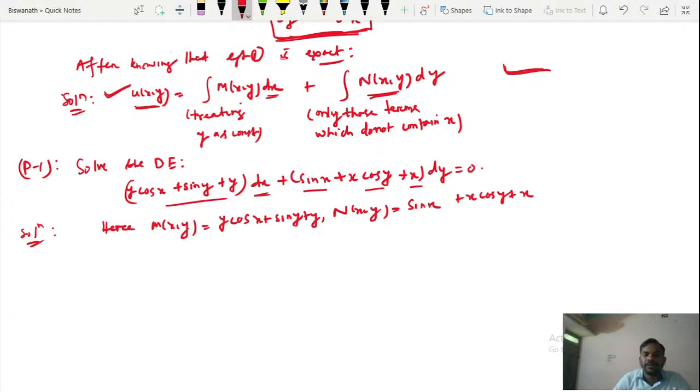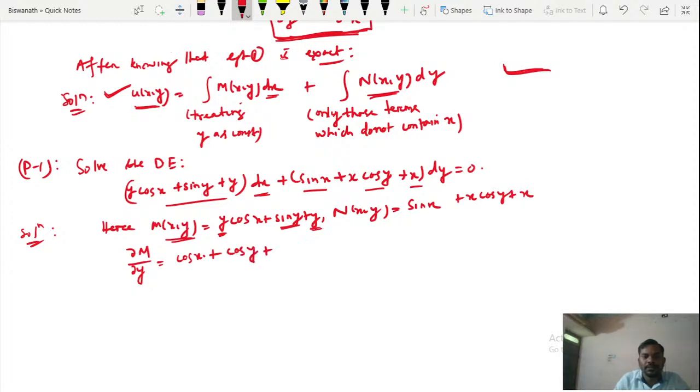So now I will check my exactness. Now I will calculate del m by del y. What is the partial derivative of m with respect to y? While I am taking the partial derivative with respect to y, I will treat x as constant. So this will be cos x, and derivative of y is 1. Similarly, this is sin y and the derivative of sin y with respect to y is cos y.